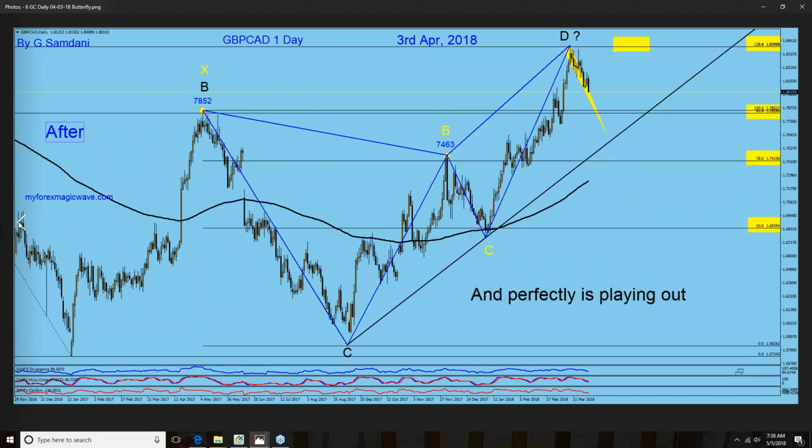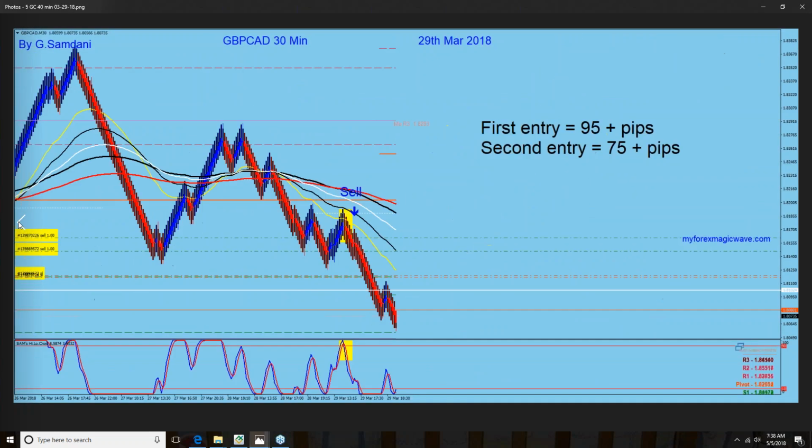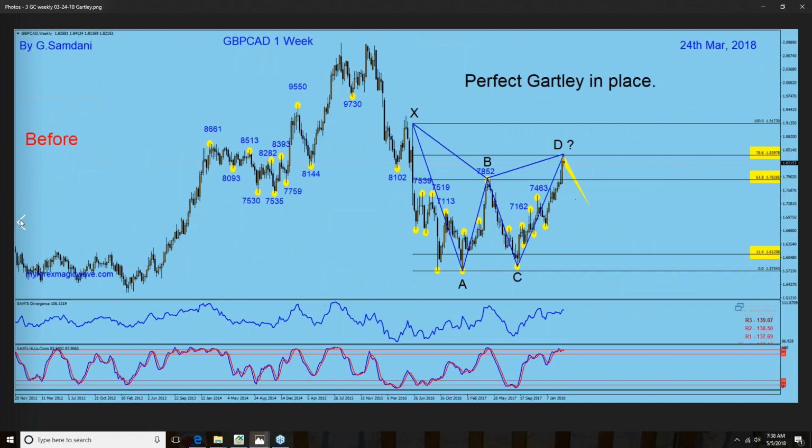It's just dropping, right? So what I'm doing is using my Magic Ivy system, which is an entry system, basically based on my analysis. Look at this, 2 entries here. This is a 30-minute chart, 2 entries, 95 pip, 75 pip. And this is from the top that it started dropping.